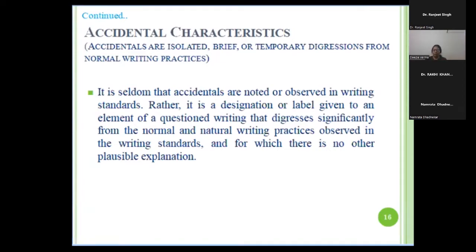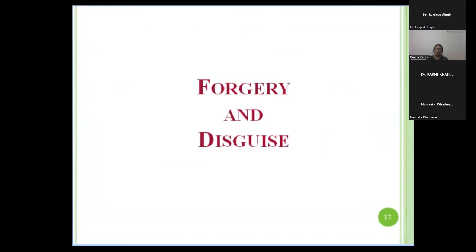But during the course of examination, experts have to decide whether these are class characteristics or individual characteristics, or if both are not explainable, then there may be chances of an accidental characteristic, which may arise due to any abnormal circumstances of the writer. It is seldom that accidentals are noted or observed in the writing of a writer. Rather, it is a designation or label given to an element of questioned writings that deviates significantly from the normal and natural writing practice observed in the writer, for which there is no longer a plausible explanation. So an expert can exclude these features from the writings.